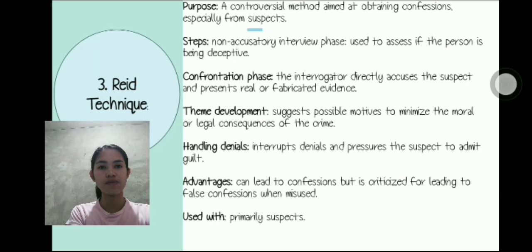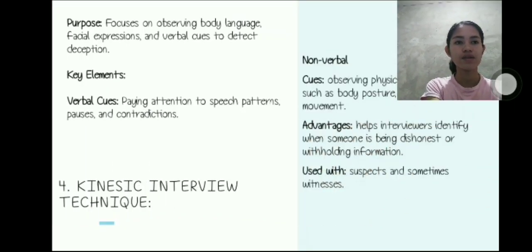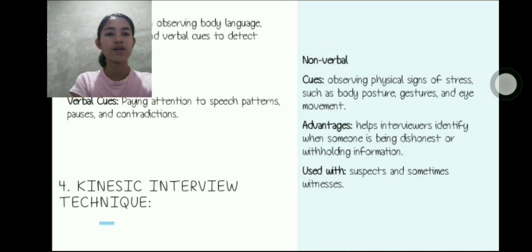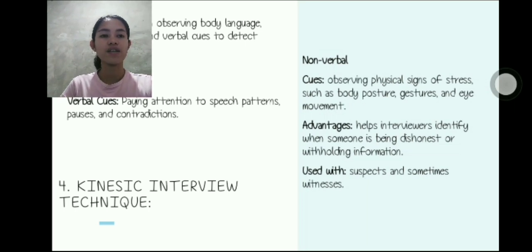So next we have number 4, the kinesic interview technique. The purpose focuses on observing body language, facial expressions, and verbal cues to detect deception. Key elements: verbal cues, paying attention to speech patterns, pauses, and contradictions. Non-verbal cues, observing physical signs of stress, such as body posture, gestures, and eye movement. Advantages: helps interviewers identify when someone is being dishonest or withholding information.